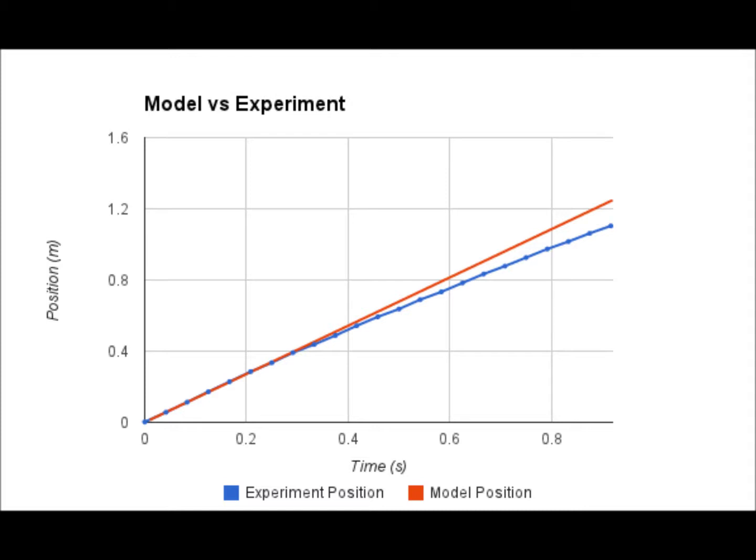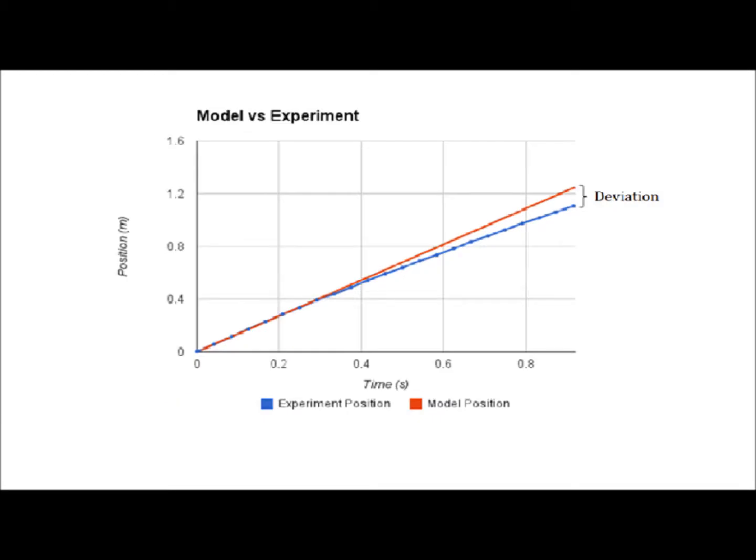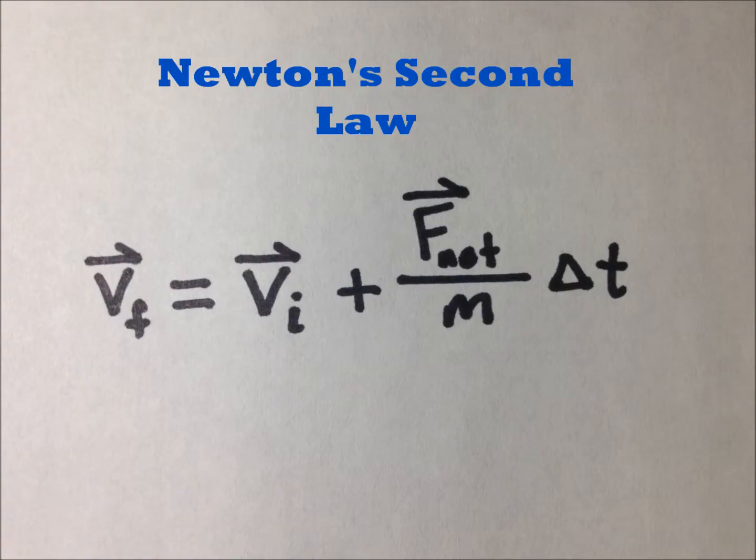As can be seen from the graph, plotted as position in meters versus time in seconds, the experimental data deviates away from the straight line made by the computer model. So the computational model does not completely work to predict the observed object's motion in the future in the experiment. This can again be understood by Newton's second law.